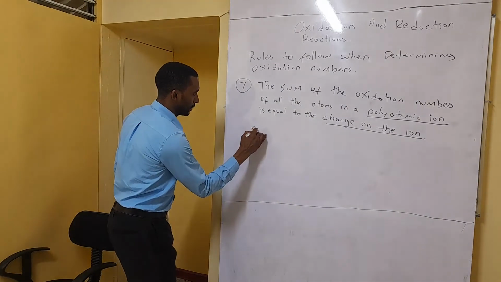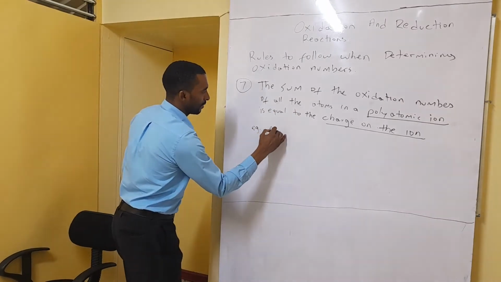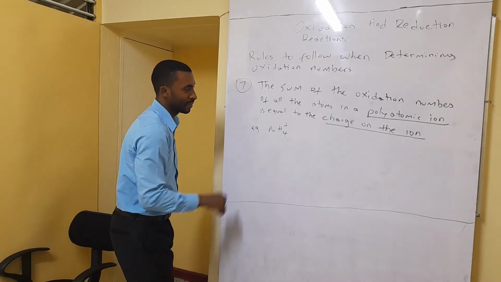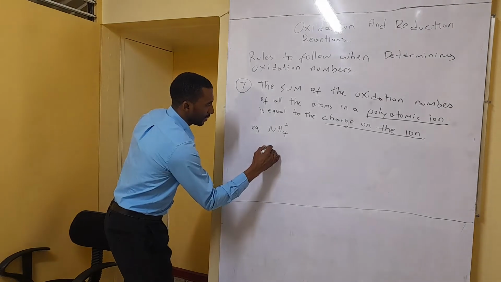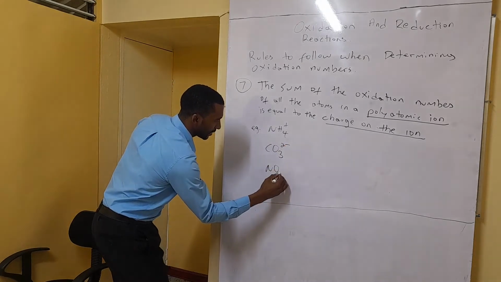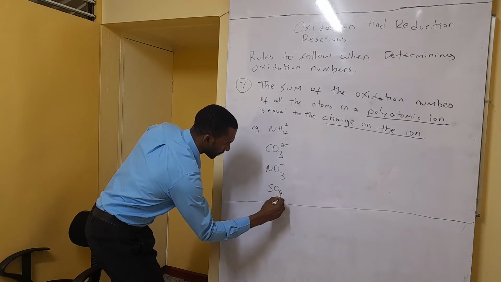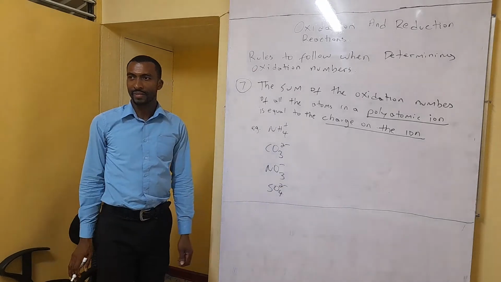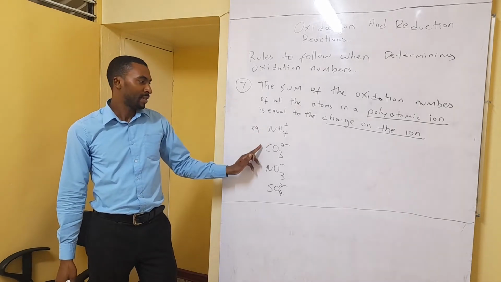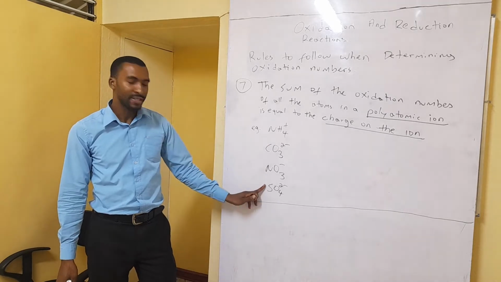Some examples are polyatomic ions. So you can have ammonium as a polyatomic cation, carbonate that we are used to, 2 minus. We are used to nitrate as well, and we are used to sulfate. We are familiar with these ions, right? This is ammonium ion. This is carbonate. This is nitrate. And this is sulfate.